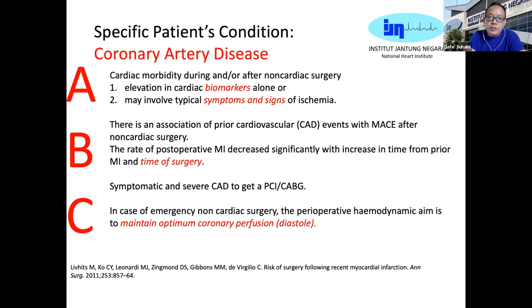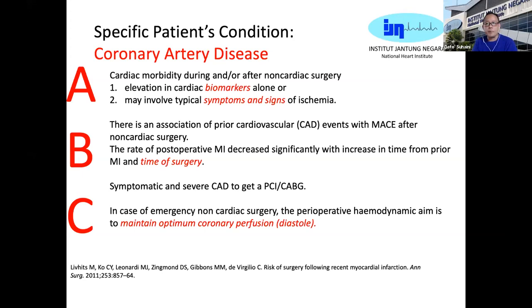So let us start first with the coronary artery disease. Cardiac morbidity during or after non-cardiac surgery in patients with coronary artery disease is significantly associated with morbidity and mortality. It could be presented by an elevation of cardiac biomarkers, or the patient could have typical signs and symptoms of ischemia. There is a strong association between the cardiovascular event and MACE after non-cardiac surgery, and therefore the time of surgery is important. The longer the time of surgery from the last cardiac event, the higher the chance that this patient might survive the surgery.